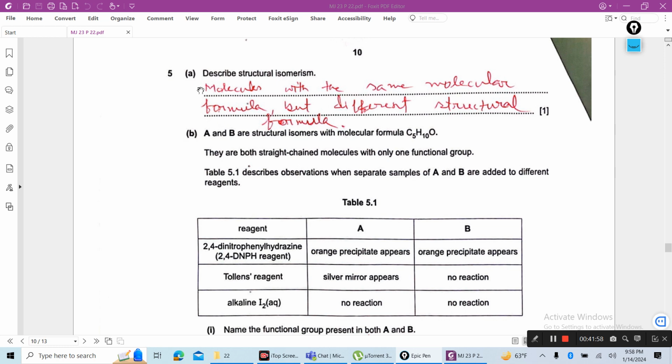Next question 5. Describe structural isomerism. Molecules with the same molecular formula but different structural formula, this is known as structural isomerism. Structural isomers have the same molecular formula but different structural formula.